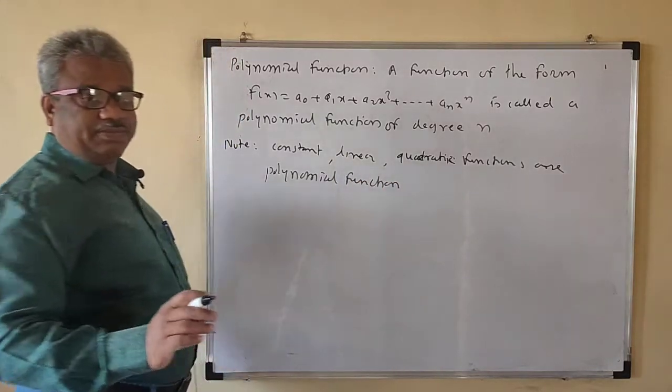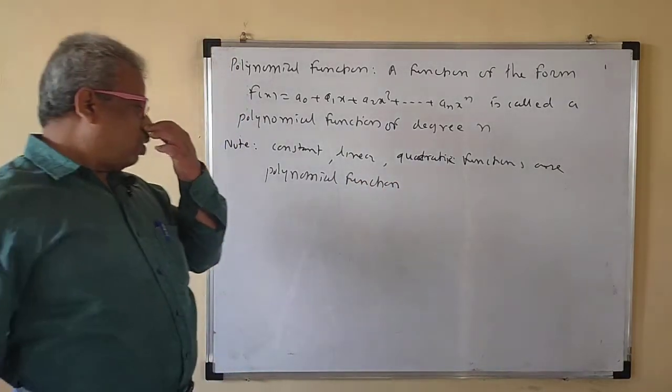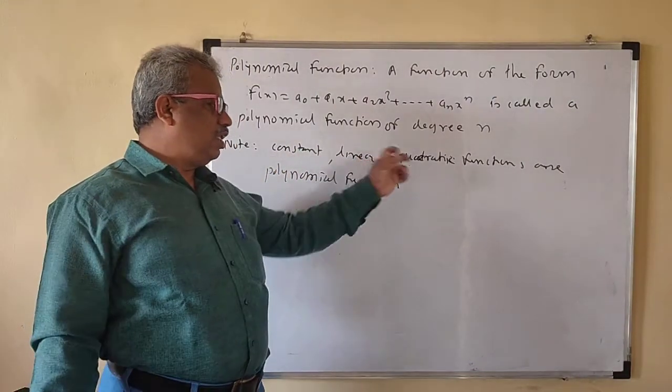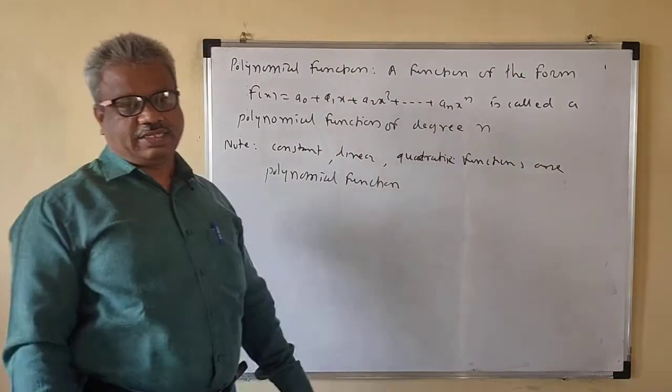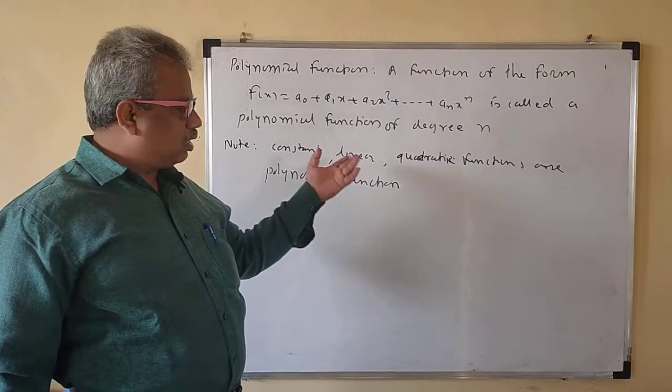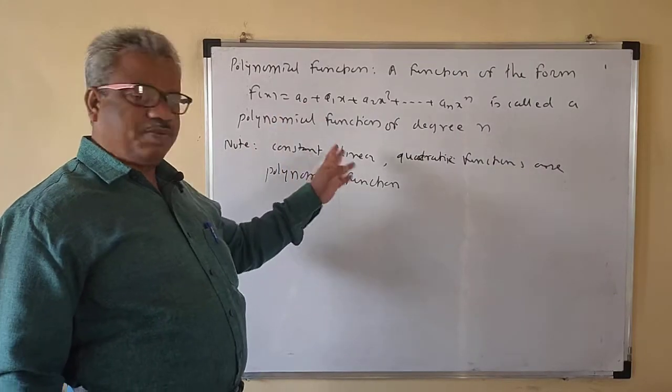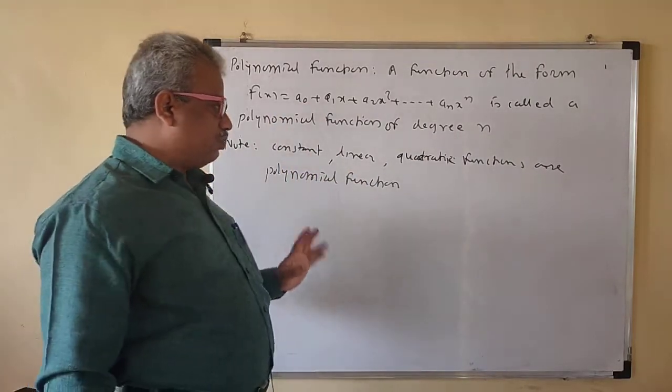But not vice versa. Because for a polynomial function, degree is not restricted. But for a constant function, linear function, quadratic function, degree is restricted. So therefore, they are polynomial functions. But any polynomial function will not be a quadratic function or linear function. This is not vice versa.